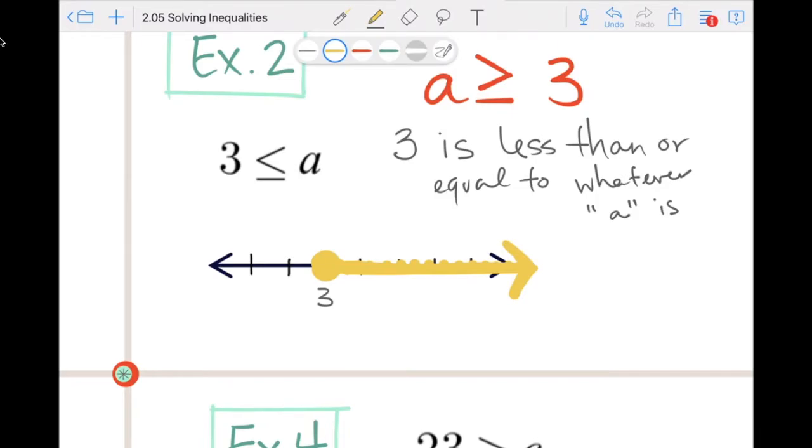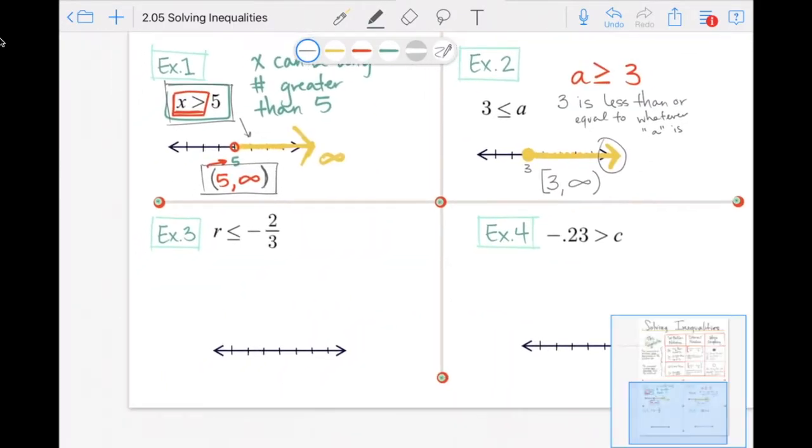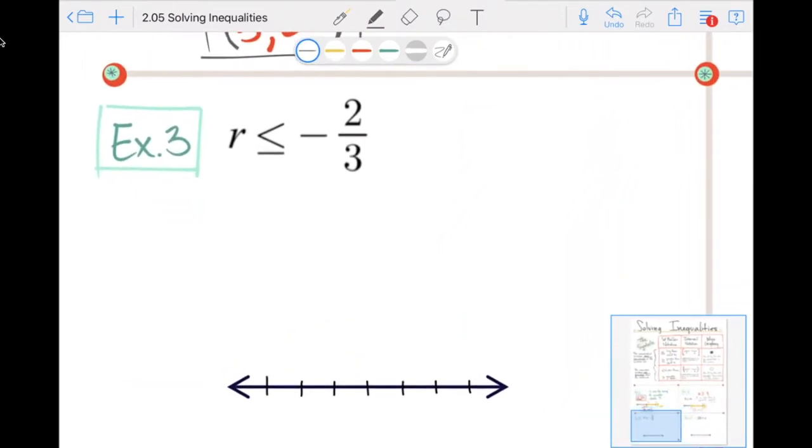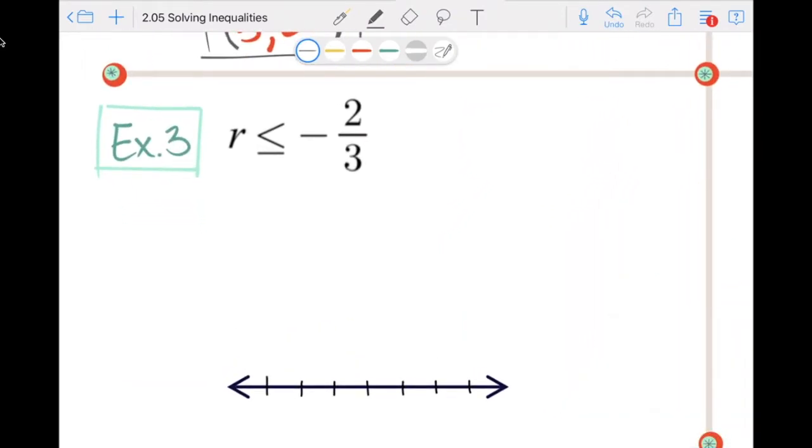And finally, let's do our interval notation. The smallest number in the interval is 3. Notice it keeps going on forever and ever, so it's going to go to infinity. 3 is included in the solution, so we must use a bracket. Infinity is not included in the solution because it can't ever be, so we're going to use a parenthesis. All right, let's go on to the next one. So now we have r is less than negative 2/3. R is any number less than negative 2/3.